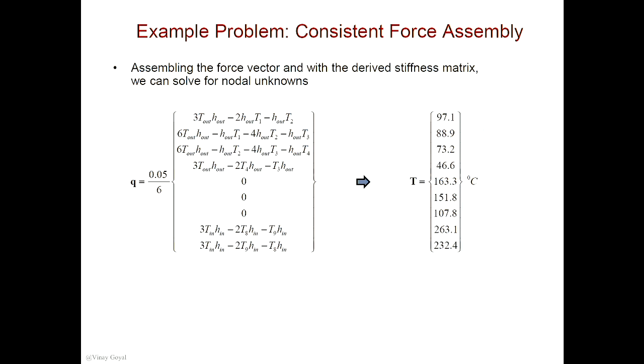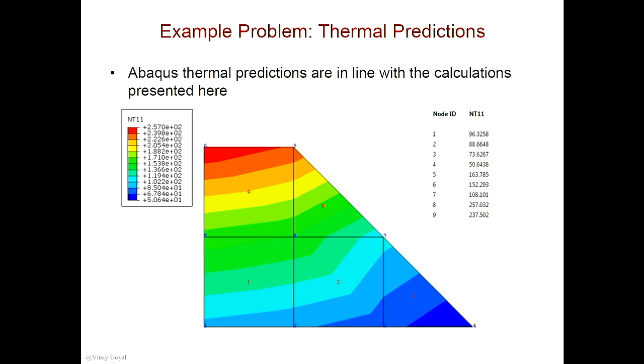I have K, right? I have K. I have Q now. And now I have a bunch of temperatures. So I have to bring those to the other side, and you guys know how to do that now. Then I have to rearrange it, and once I do that, I can solve for the temperatures. And that's what I get for the problem, and that's what Abaqus gives me as well. You can see that this compares exactly what I got.